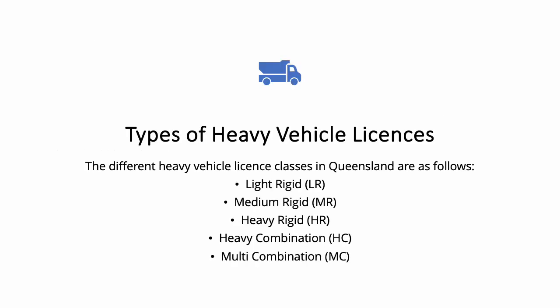The different types of heavy vehicle licenses in Queensland are as follows: light rigid, LR, medium rigid, MR, heavy rigid, HR, heavy combination, HC, and multi-combination, MC.